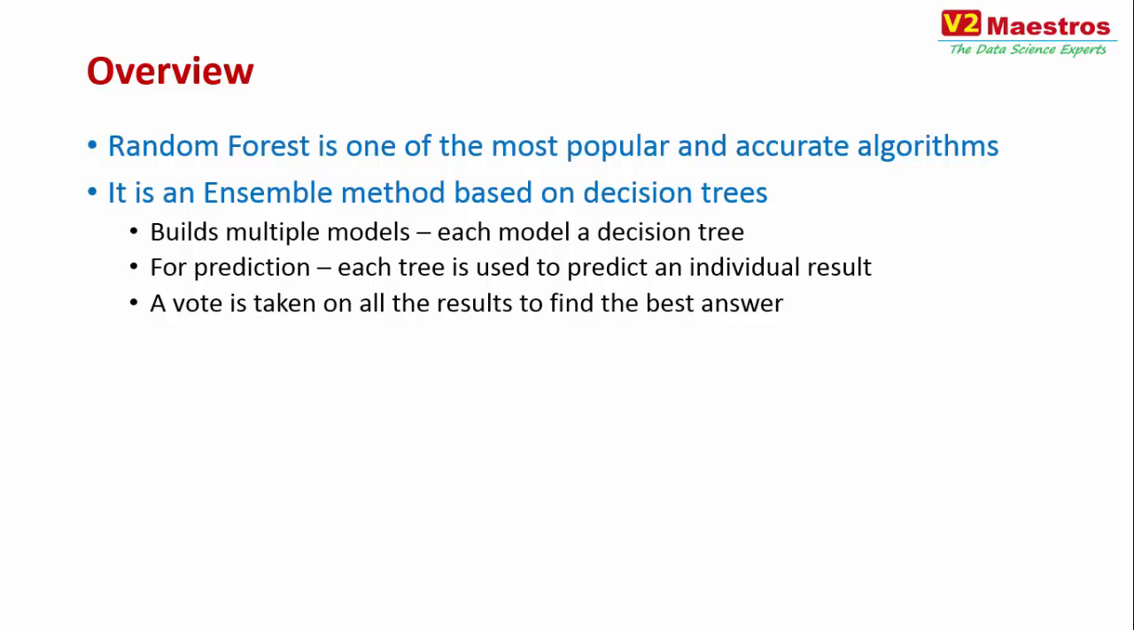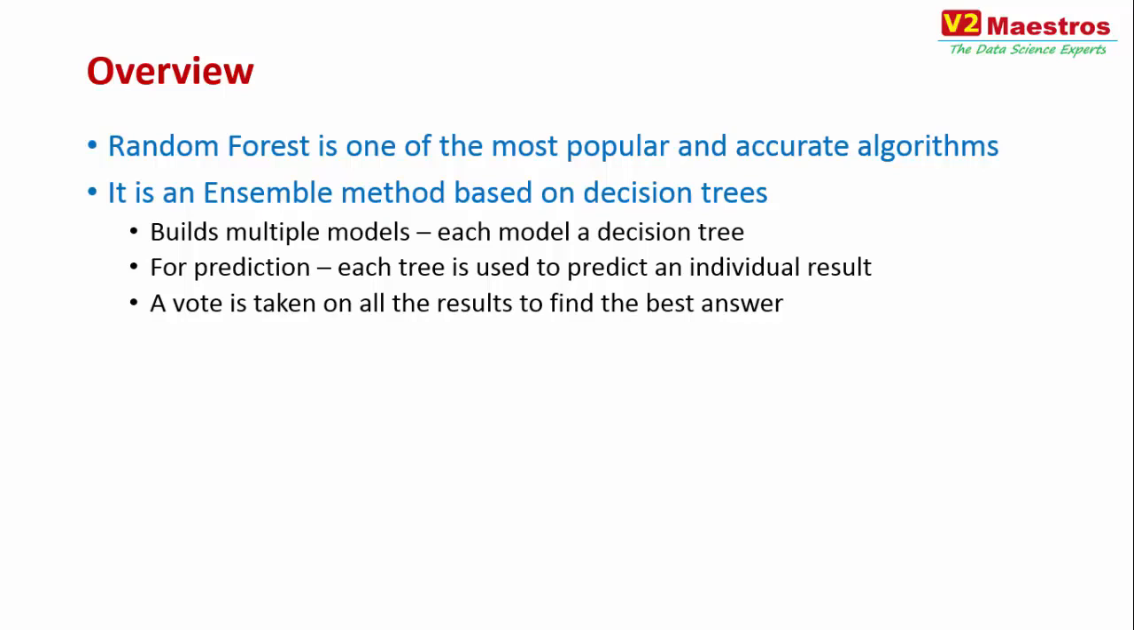Rather, if I go and ask 10 of my friends whether I should buy a laptop or not, I get 10 different opinions and then take a vote. Okay, 7 of these people said yes, 3 of these people said no. So yes is higher than no, so I should go and buy this laptop. That is called ensemble decision making. You are using multiple people, multiple brains.